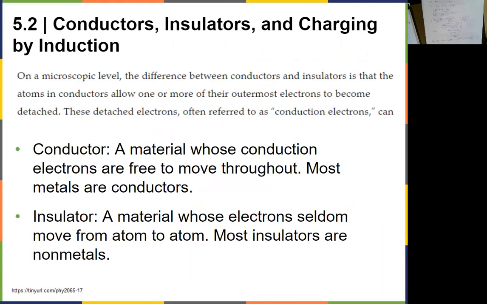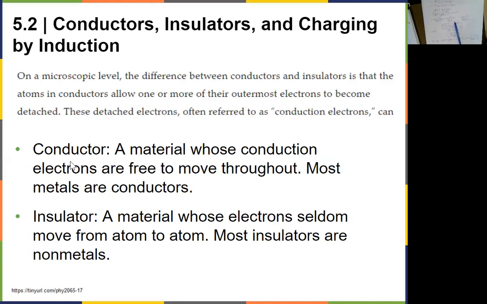The next section talks about conductors and insulators. The difference between a conductor and an insulator is that for a conductor, there are a few electrons in each atom that can move freely around the body of the material. So the conduction is through the electrons. Okay, for insulators, all the electrons are bound to the nucleus, so they are not able to move from one atom to another atom. So it will not be conducting.